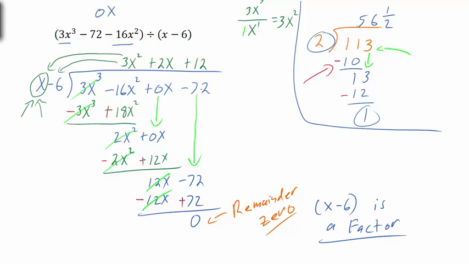So now you can always check yourself. You can take the x minus 6 now and multiply it by the answer that we came up with, the 3x squared plus 2x plus 12.